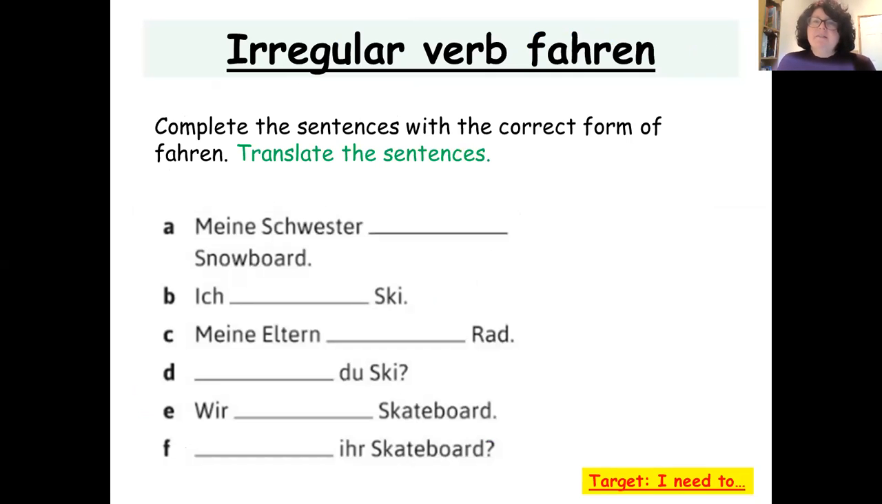Okay, wir werden jetzt unser irregular verb fahren üben. So we're going to practice our strong verb fahren, to drive. So remember, literally, it means to drive, but in German, we use fahren for lots of different things, okay? So what you need to do is complete the sentences with the correct form of fahren and also translate your sentences, okay? Ganz gut. Ihr habt 3 Minuten. Just take 3 minutes for this, no longer. Pause the video while you do this task.